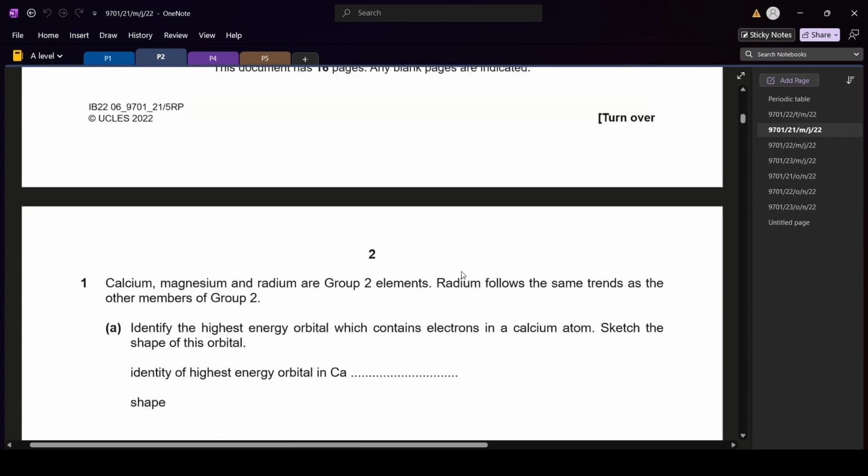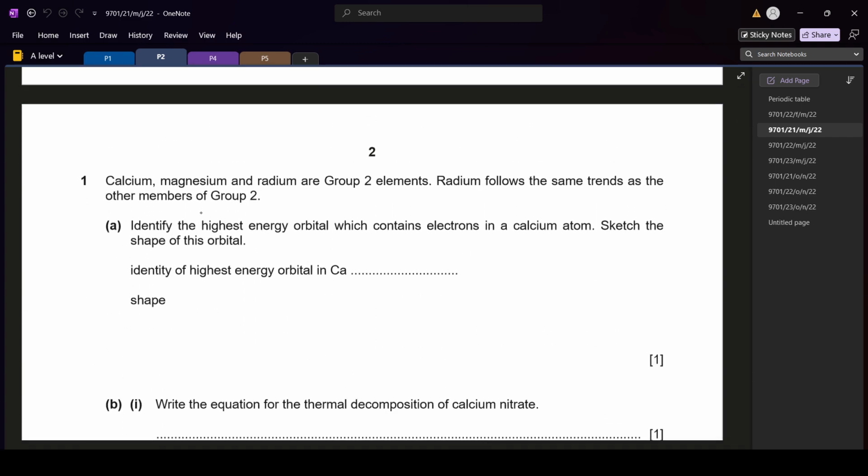So let's begin. Question number 1. Magnesium, calcium and radium are group 2 elements. Radium follows the same trends as other members of group 2. Identify the highest energy orbital which contains electrons in a calcium atom. Sketch the shape of this orbital.